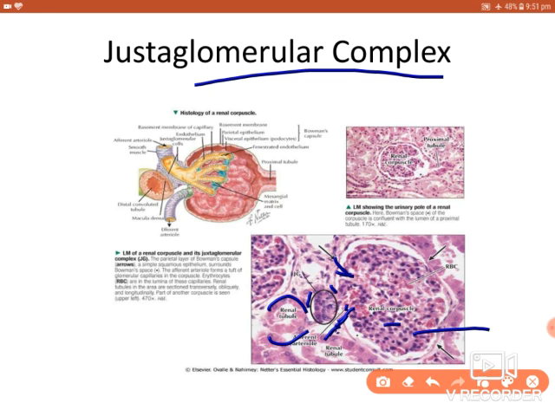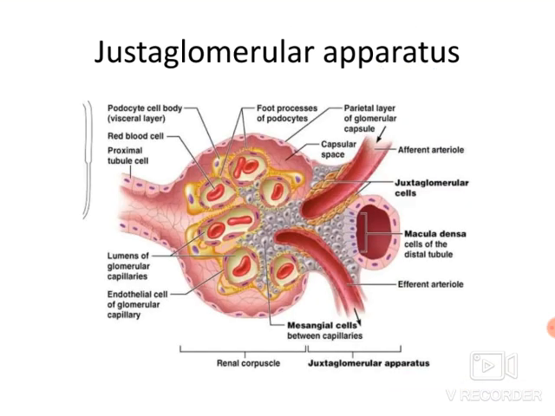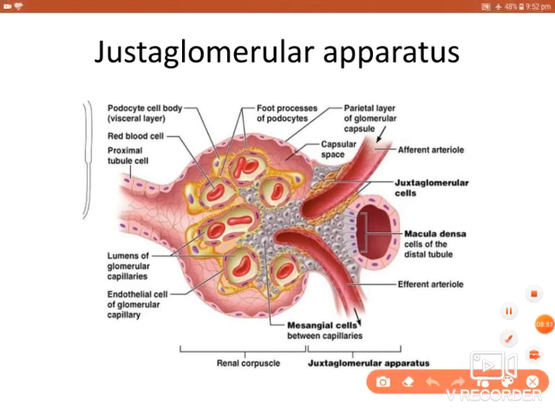This juxtaglomerular complex or apparatus includes mainly three structures. That is the macula densa, which you can see in the distal convoluted tubules. Then juxtaglomerular cells can be seen in the afferent arterioles. Then there are the extraglomerular mesangial cells also. This is the juxtaglomerular apparatus.